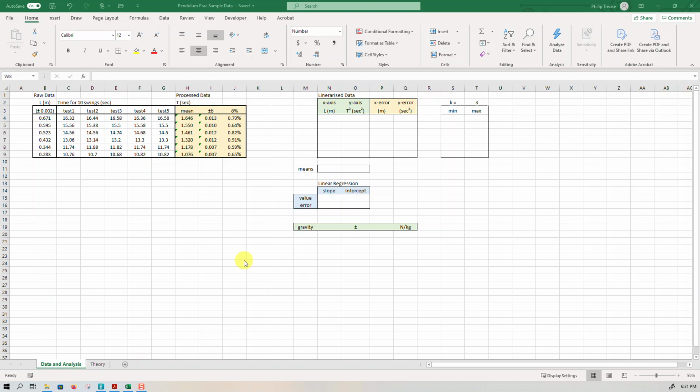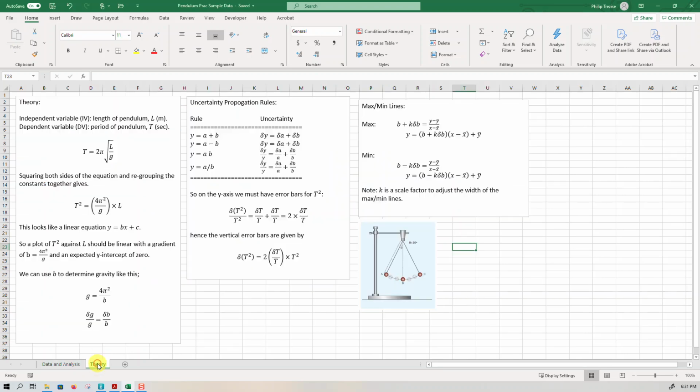Welcome back, everyone. So in part 2 here, we're going to start to produce a linear graph. Now, let's have a quick check of our theory. We expected that the period, our dependent variable, depended on the square root of length. Now that's not a linear function if there's a square root involved.